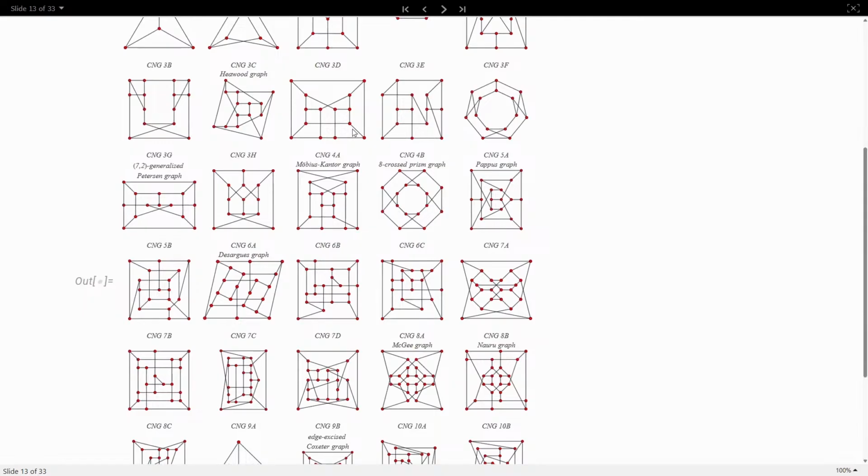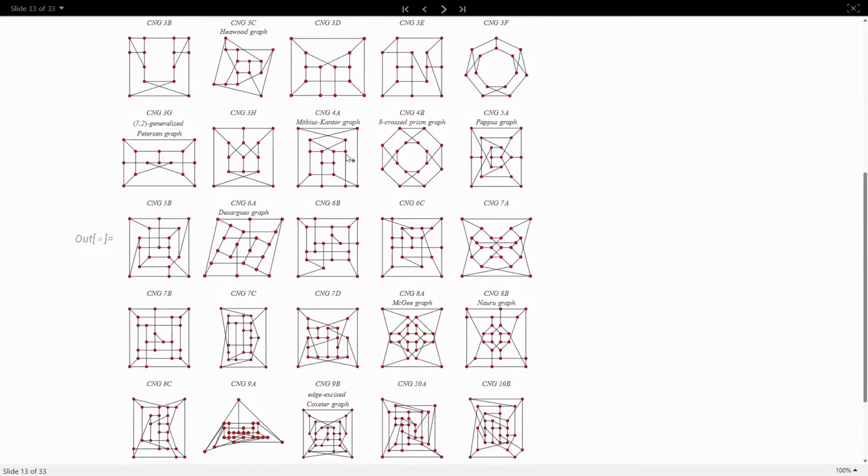Moving up to 16 vertices, there are 2 different graphs that require 4 crossings. One of them is the famous Möbius-Kantor graph, which you can get by adding 1 edge to the Heawood graph. Moving up again, the next graph in the chain with 16 vertices is the Pappus graph, which you can get from the Möbius-Kantor graph by adding 1 edge between 2 edges.